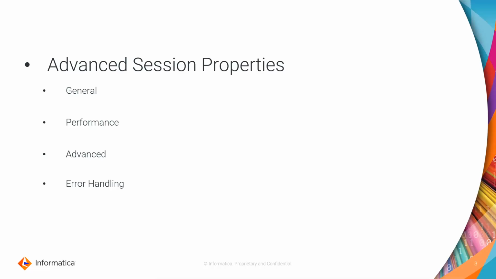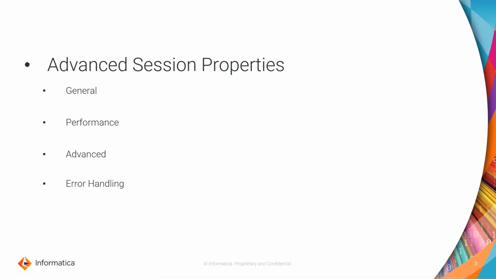And thirdly, you have the advanced options. So you have things such as the lookup cache function, the default buffer block size, and also the custom properties. You have things like the pre-build cache lookup. All right. And then finally, you have the error handling options. Basically, this is where you see things like the stop on errors and the override tracing and so on.